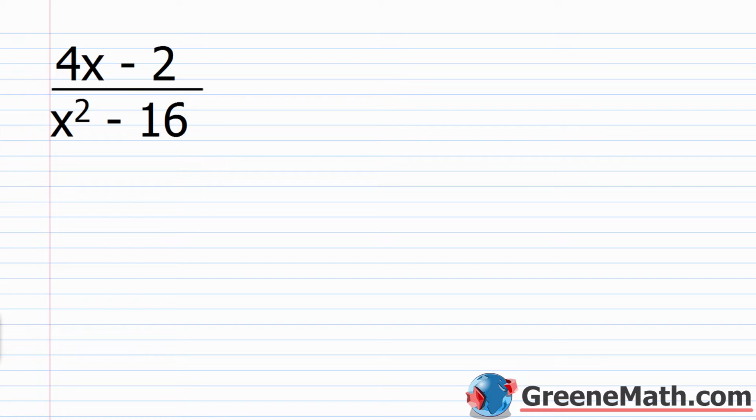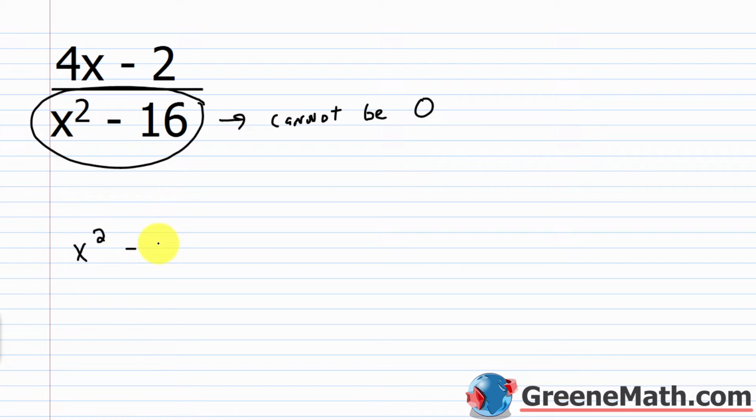We have 4x minus 2 over x squared minus 16. So we know that the denominator cannot be 0. So how do we figure out what values would make it 0? Well, we just set it equal to 0. So we say x squared minus 16 is equal to 0.